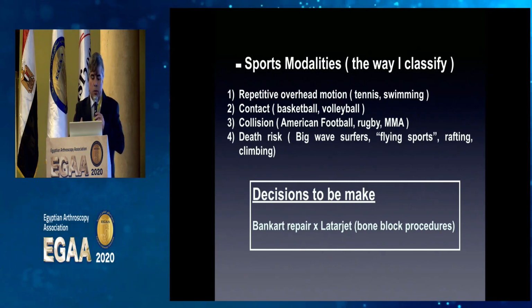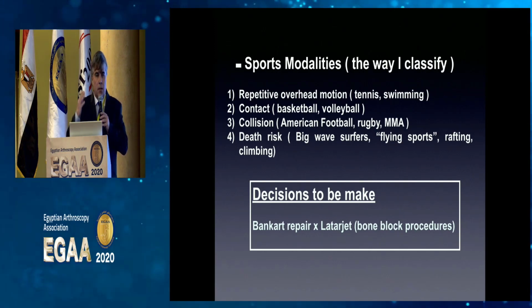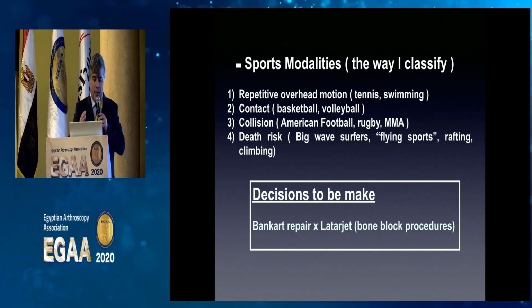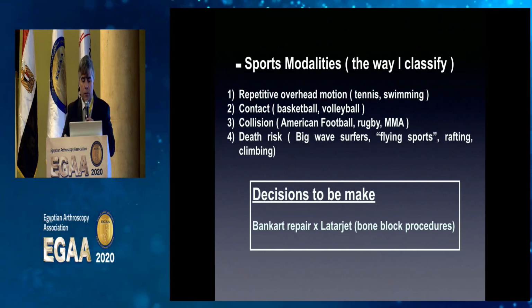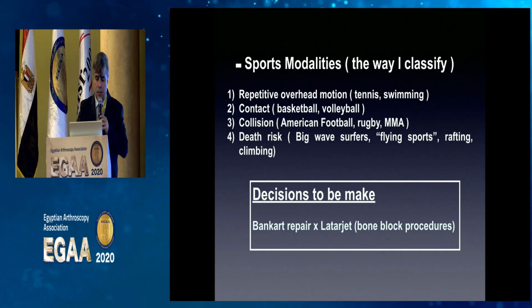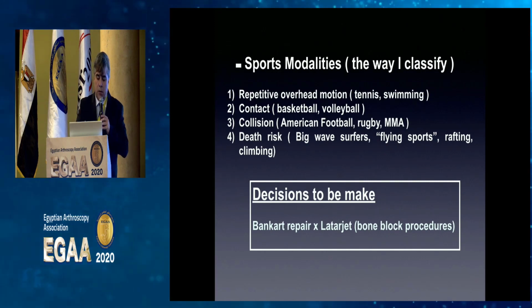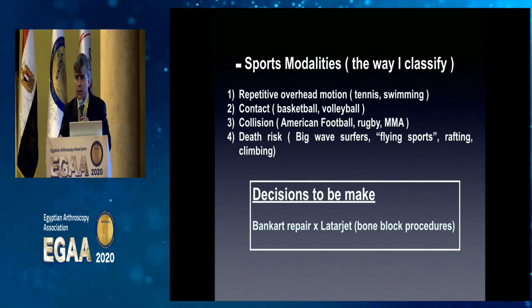The way that I classify sports modality is very important for me, because in our population in Brazil there are a lot of people who do radical sports, dangerous sports. So I like to divide into 4 categories. First, the repetitive overhead motions. Those are people who play tennis, people who swim. Then comes the contact, basketball, volleyball. Then comes the collision sports, which is different from contact sports: American football, rugby, most of MMA. That's very popular now, at least in Brazil and in the United States. And I like to categorize the 4th type, which is the death risk sports: big wave surfers, flying sports, rafting, and climbing. Those people, if they dislocate their shoulders during their activities, they can die.